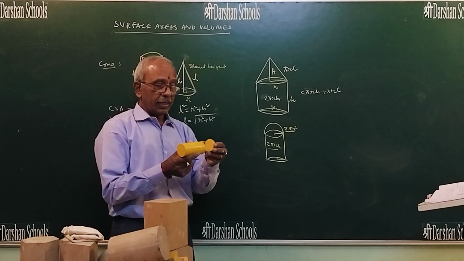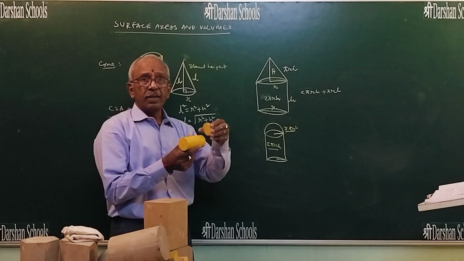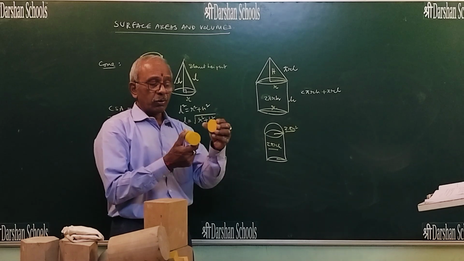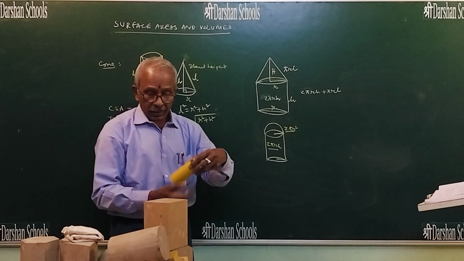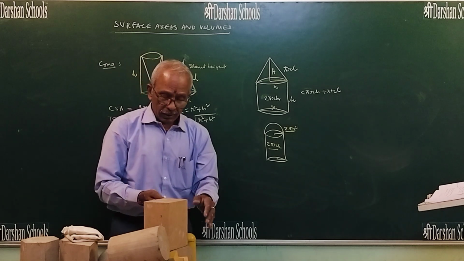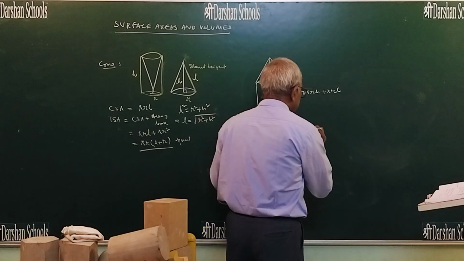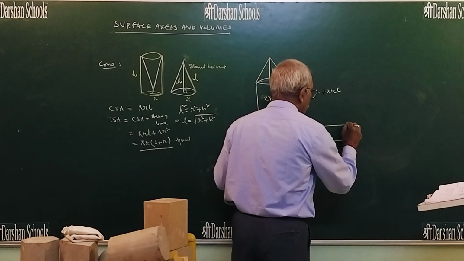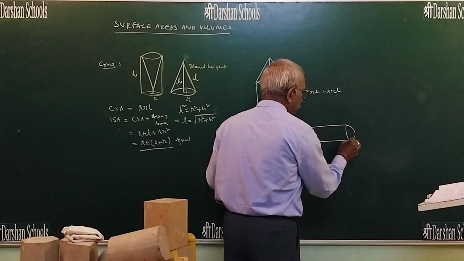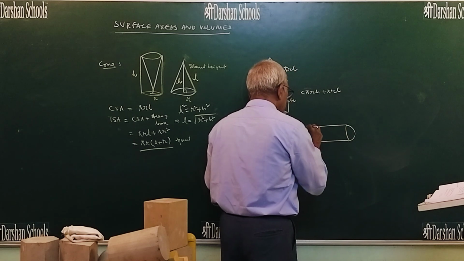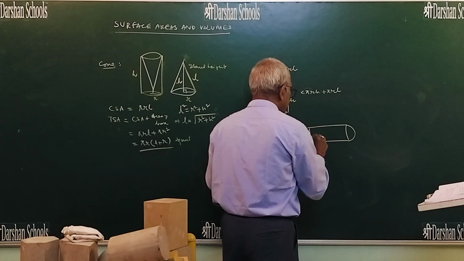And one more thing, suppose you are given one type of capsule, a medical capsule. It is a hemisphere this side and a hemisphere this side. Both sides there are hemispheres. In that case, how do you find the total surface area? It is like this. This is a mixed solid with a hemisphere here and this hemisphere this side of the same radius.